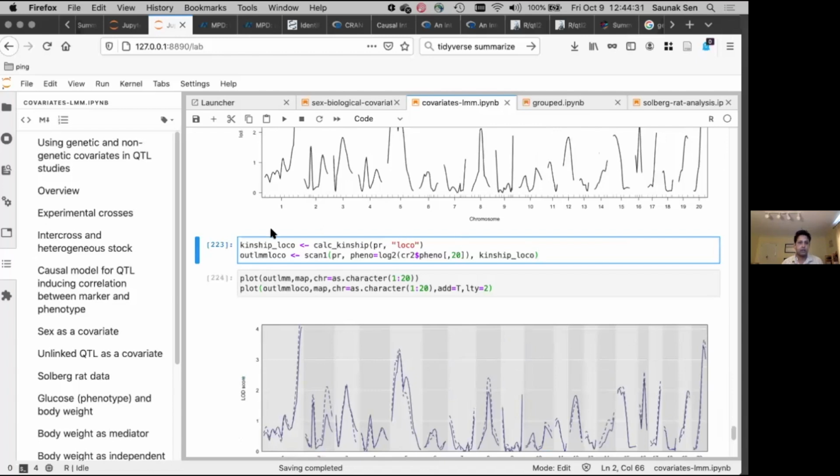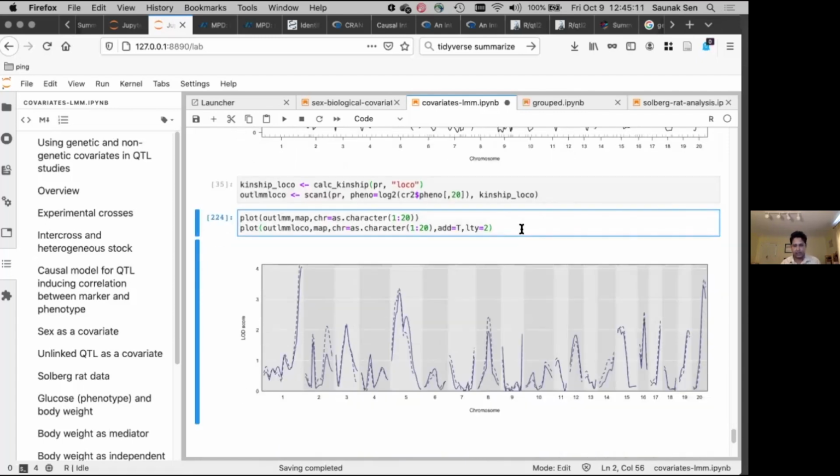And what we have to do in R/qtl2 is first calculate a vector of kinships by this command called calc_kinship with the option local, and then you pass that on to the linear mixed model scan function, and then when it scans each chromosome, it's going to use the kinship you calculated using loci from all other chromosomes.